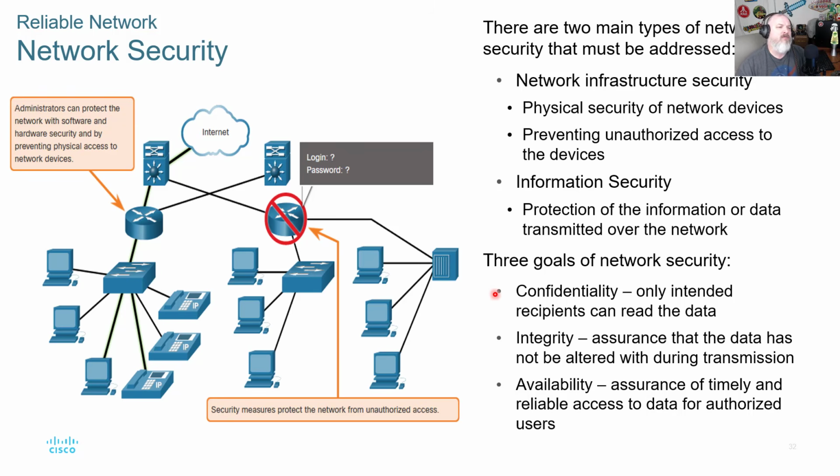Then three goals of network security are confidentiality, integrity, and availability, CIA. If you go into cybersecurity, you're going to see those three terms a lot. Confidentiality: only intended recipients can read the data. Integrity: assurance that the data has not been altered during the transmission. And availability: making sure that the data is available for the authorized users.